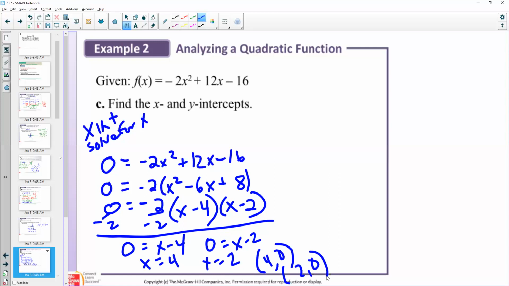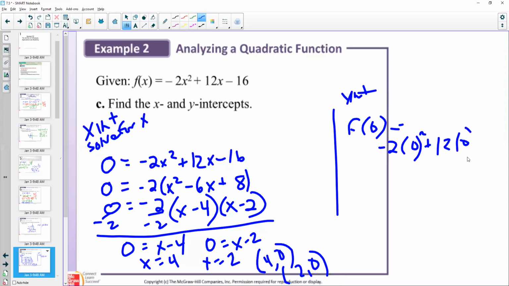Y-intercepts means I put 0 in for x, and I see what happens. So f of 0 is negative 2 times 0 squared plus 12 times 0 plus, oh no, minus, nuts, minus 16. Well, that's a 0, that's a 0. The answer is minus 16. So the y-intercept is at 0, negative 16.